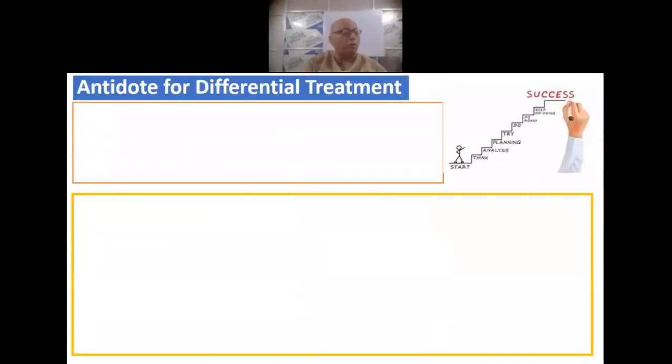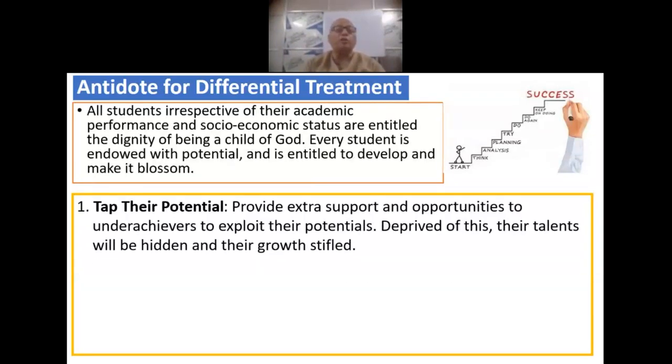We come now to the third part: what should be the antidote for differential treatment? How should we check ourselves? The first thing, teachers, is that all students, irrespective of academic performance, are entitled to the dignity of being a child of God. We must not show partiality in the classroom. We must not show differentiation in the way we treat students in the classroom.